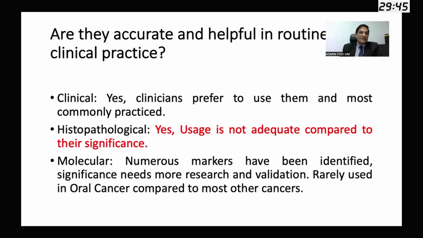Molecular, as I said earlier, numerous markers have been identified, especially in other cancers to good effect, but the significance of molecular things in oral cancer needs more research and validation. But compared to other cancers, the molecular facilities are used very rarely in oral cancer management. We know there are some things that people use, like the EGFR antagonist, because EGFR is one of the most mutated genes in oral cancer, so that is being used to some effect in some countries.